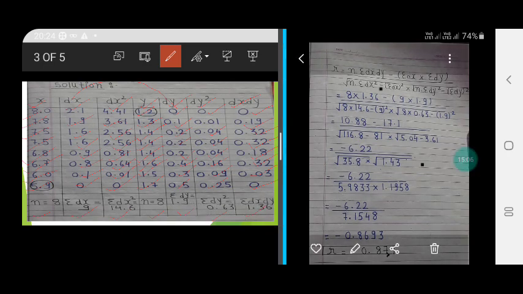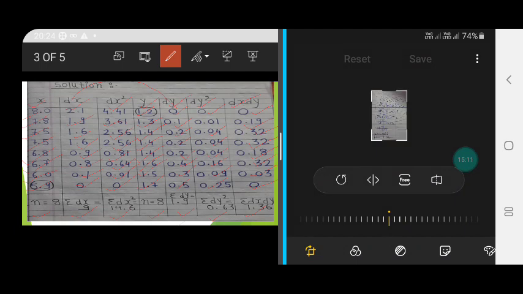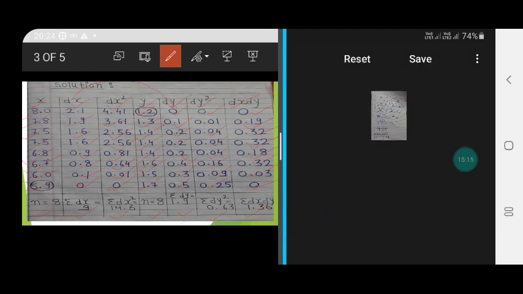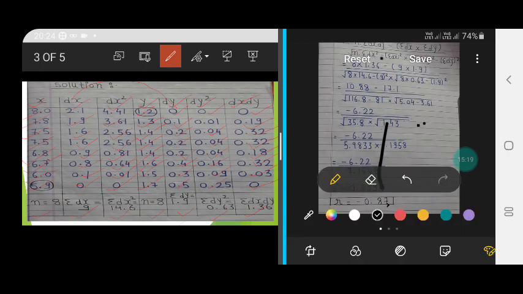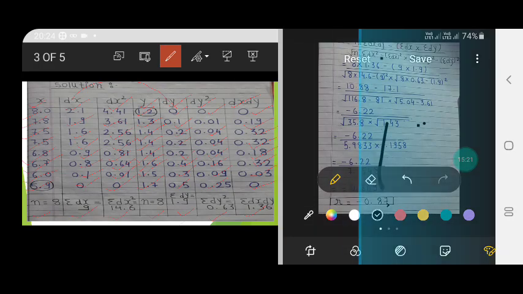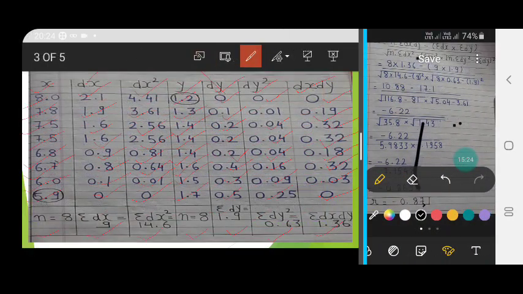Here you can see that we have written the formula. You can see this. Here the formula has been written. Just give me a second. Formula has been written.